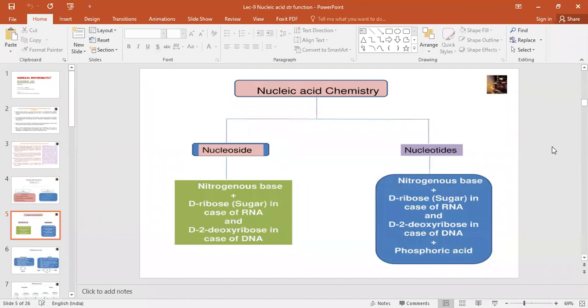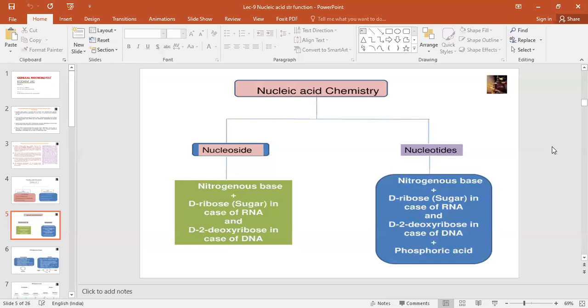Nucleic acid chemistry. There are two types, nucleoside and nucleotide. Nucleoside means what? It is made up of basically two components, nitrogenous bases and the pentose sugar. The pentose sugar is either ribose sugar or 2-deoxyribose sugar. Nucleoside means the phosphate group is absent, only the base and the sugar are present.